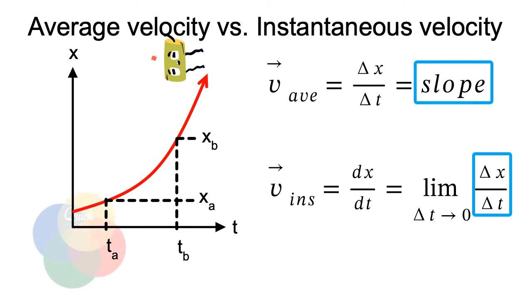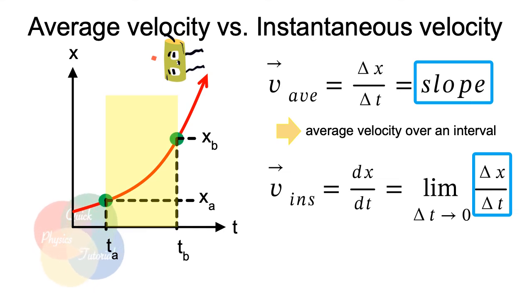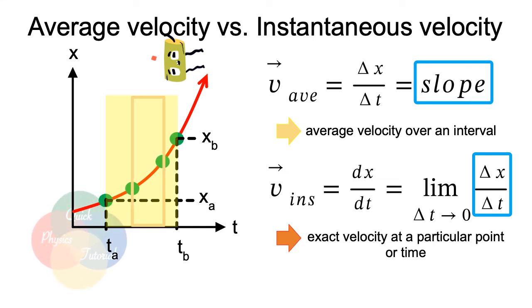Thus, the average velocity is the velocity over an interval, while instantaneous velocity is the exact velocity at the particular point.